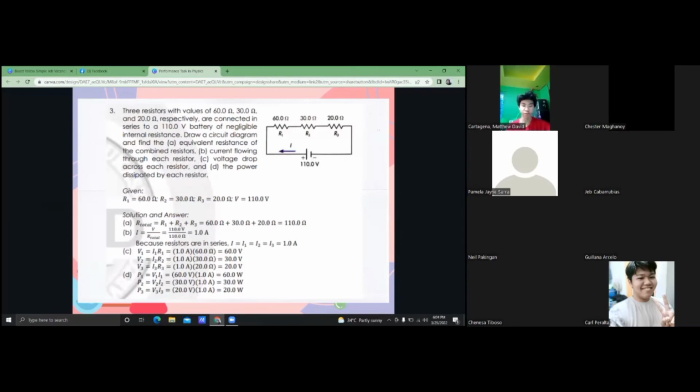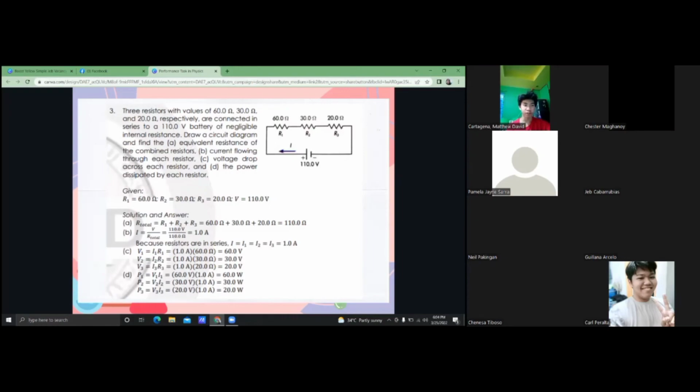The question is looking for the circuit diagram, total resistance, current, voltage drop, and power dissipated by each resistor. The circuit diagram will be represented by the figure shown in the slide. To solve for the current, I is equal to the voltage of the battery divided by the total resistance, which can be seen on the letter B.